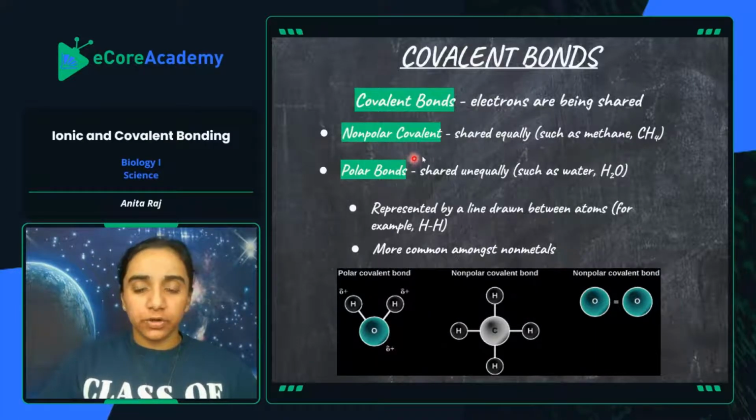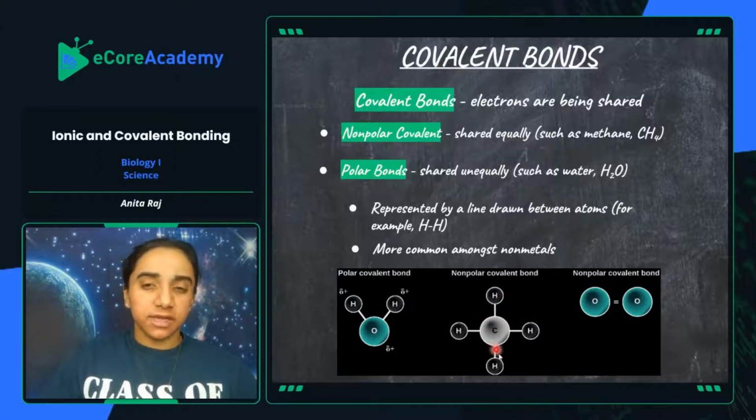There are nonpolar covalent bonds, and all you need to know about these is that the electrons are shared equally, such as methane. A good example is methane, which is CH4, which you can see down here. So this is a nonpolar covalent bond. In the middle, you see the carbon atom, and around it, you see 4 hydrogen atoms. Carbon has 4 electrons in its outermost shell. Each hydrogen atom has 1 electron in its outermost shell. So hydrogens want to fill their shell by getting 2 electrons. Carbon wants to fill its shell by getting 8 electrons.